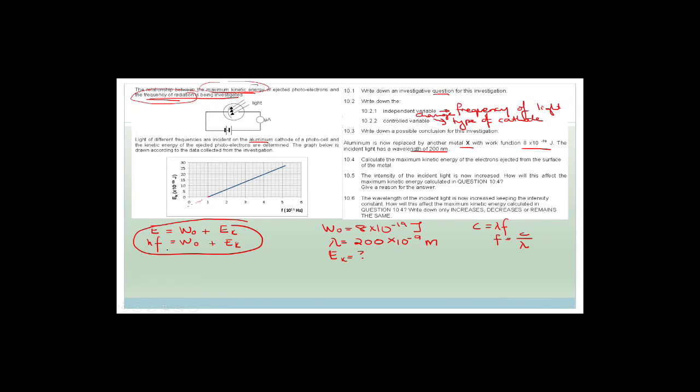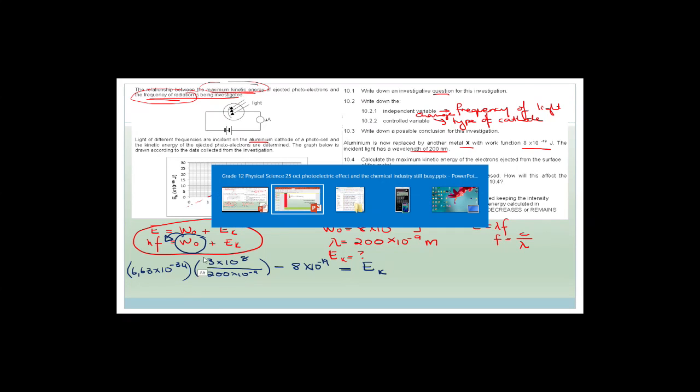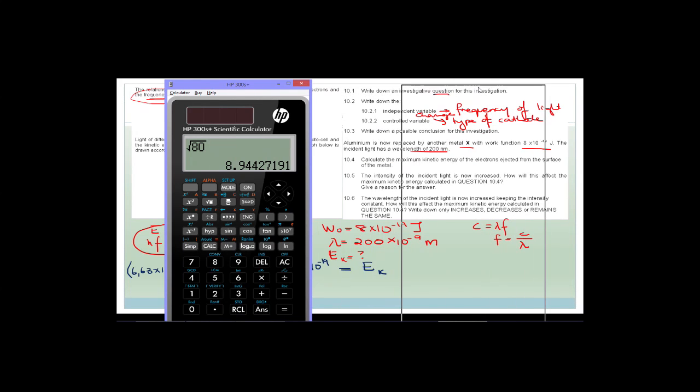So we're going to say Planck's constant, which is 6.63 times 10 to the negative 34, multiplied by the frequency. But remember the frequency can be replaced by C over lambda, which is 3 times 10 to the 8 over the wavelength, which is 200 times 10 to the negative 9, minus the work function, which is 8 times 10 to the negative 19, is going to be equal to EK. All I've done is taken that work function to the other side of the equal sign. Now we need a calculator, so let's get out the calculator and move it over so we can see what we're working out.